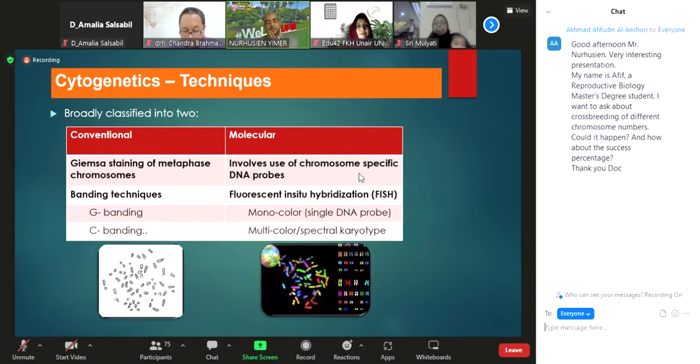So now let's talk a bit about the techniques. So what is this cytogenetic and how it is conducted?